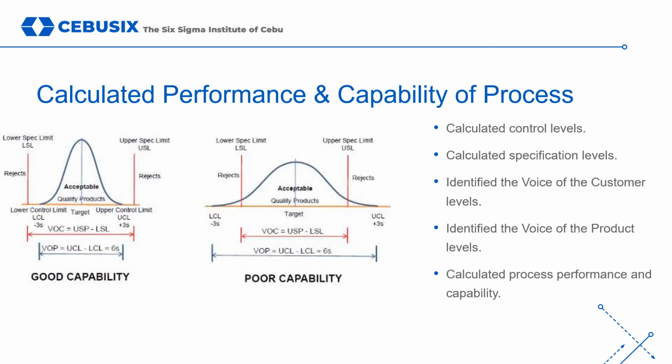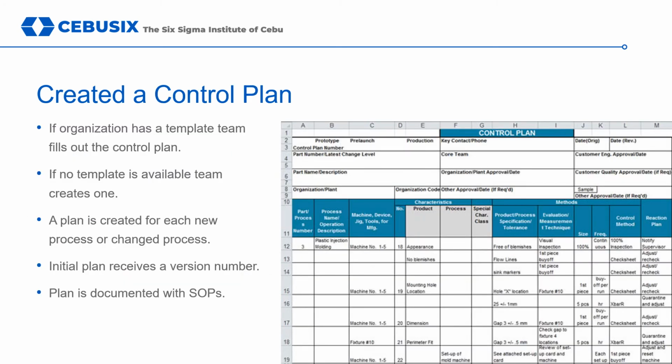The team has calculated the control and specification levels based on the data. They have also identified the voice of the customer and the voice of the product levels, which allow them to calculate the overall performance and capability of the newly improved process. A control plan for the newly improved process has been created.